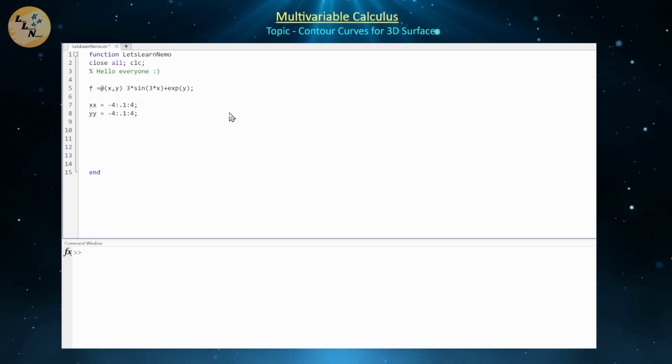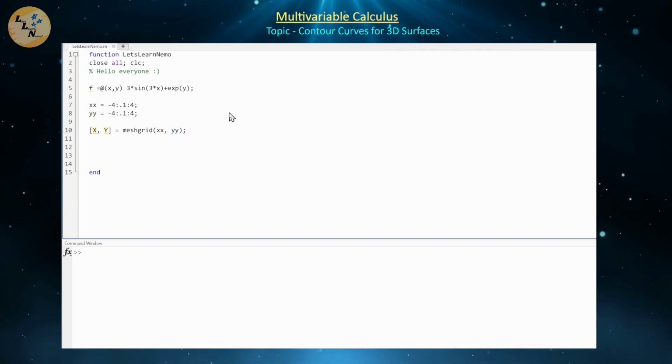To create the cross product between xx and yy, we're going to do xy, so that's going to be our mesh grid, and this is going to be meshgrid of xx and yy. Right? So once we have our mesh grid constructed, then we can actually graph our surface.